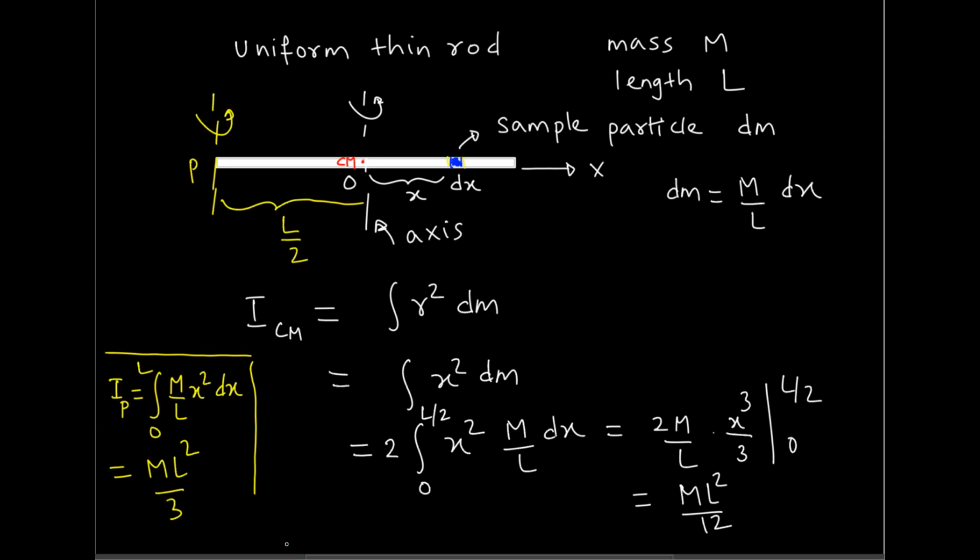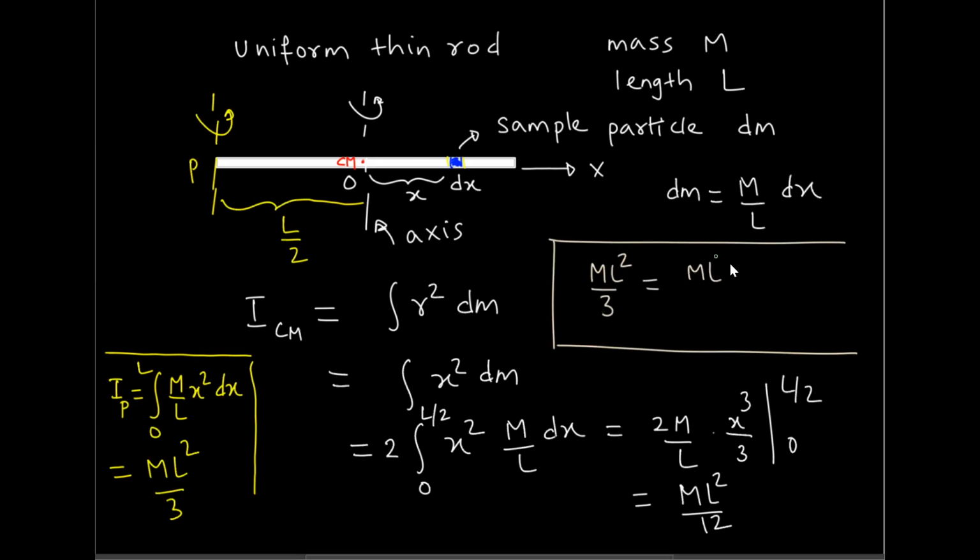Okay, so in this scenario, if I take a look at this IP and then ICM, let me write it here. If I take this IP, which is ml square by 3, you can actually verify that this is ICM, which is ml square by 12, plus mass into L by 2 whole square.